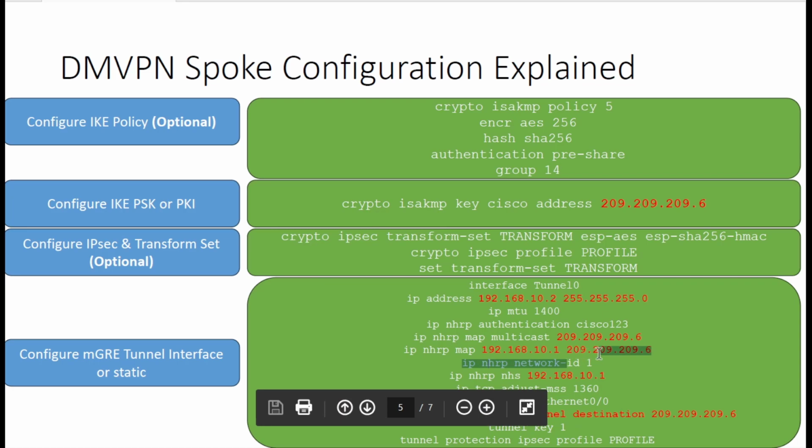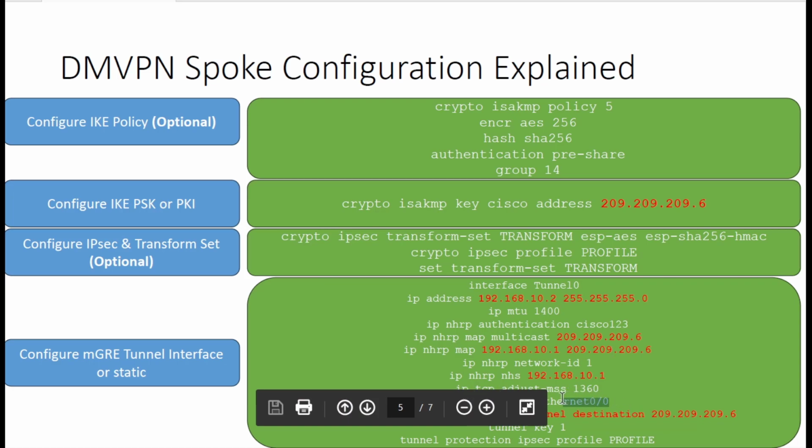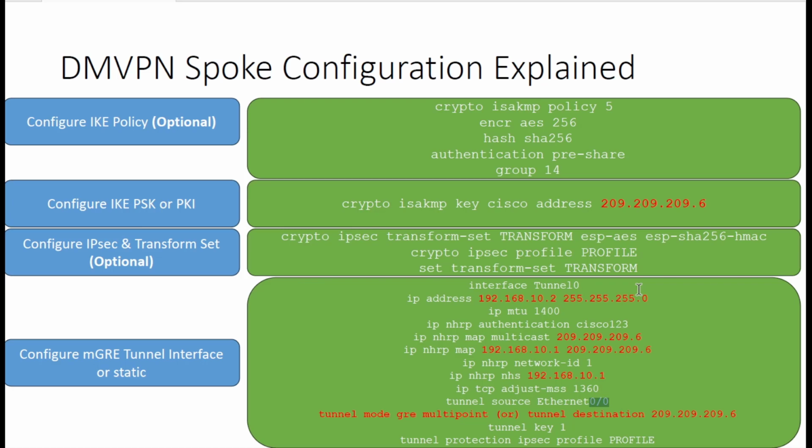The NHRP network ID is going to be the same for NHRP to work, if you like. And then we've got our next hop server. We can see that we're pointing the next hop server IP address to the tunnel IP address. So important to point that out there. So we're pointing that to the tunnel, not the physical IP address of the hub. And then our tunnel source is going to be mapped to our outside interface. So Ethernet 0/0 in this example is the outside interface of the spoke device.